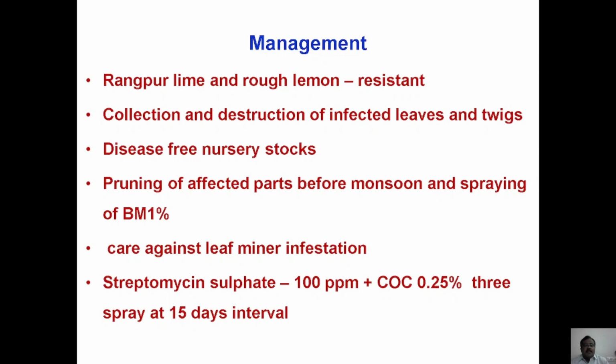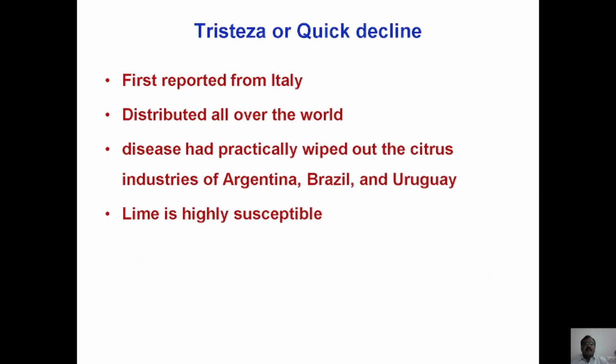And in severely affected plants, you can go for spraying with streptomycin sulfate at the rate of 100 ppm mixed with 0.25% copper oxychloride solution, and this has to be applied 3 times at 15 days interval, effective against the bacterial infection.